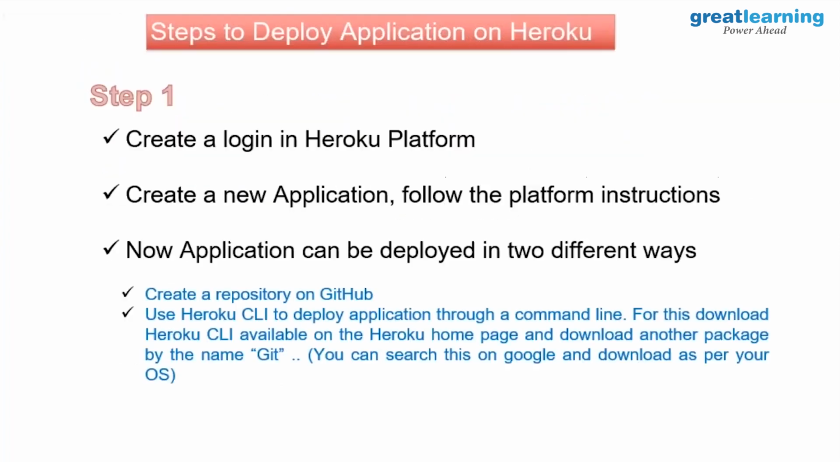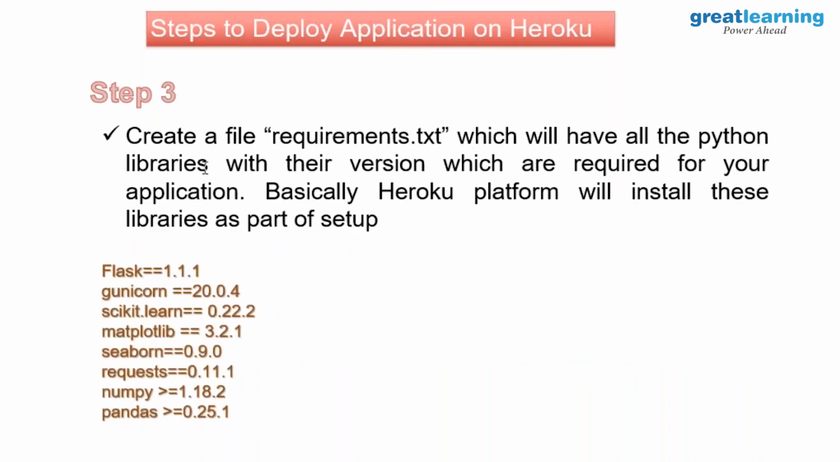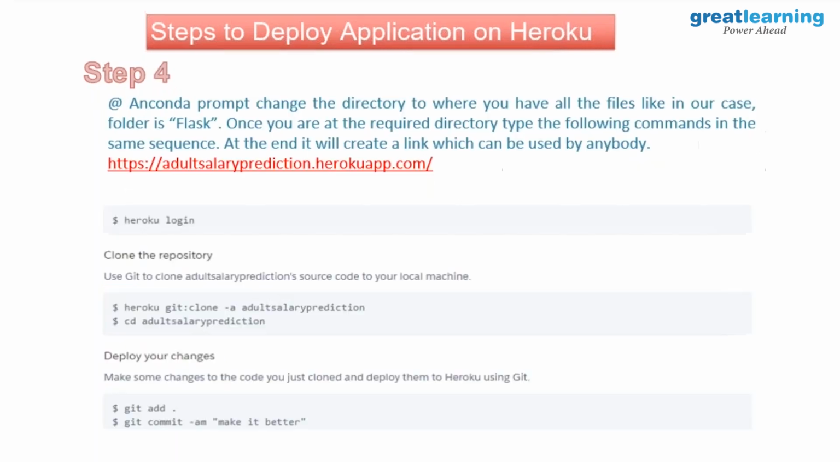Let's just go back one more time. Create a login, create a new application. If you want to deploy it using a CLI, download Git, create a file by the name Procfile, which will have this as an entry. Create a requirements.txt file, which will have the names of all the libraries and packages which you used when you created the model. This is basically setting up the Python environment, which by default you had when you were executing on Anaconda. Then you execute these commands, and you will have a URL which can be used by anybody.